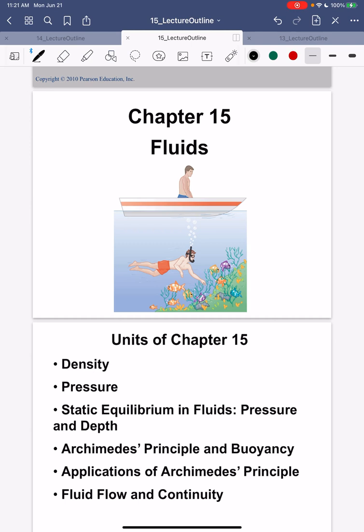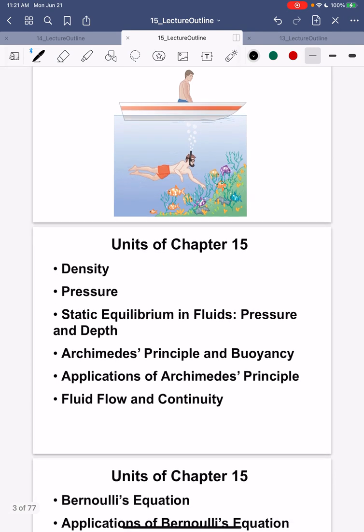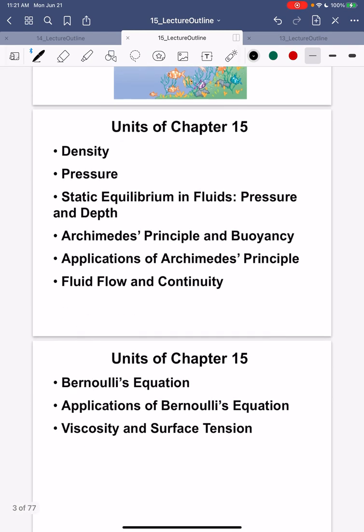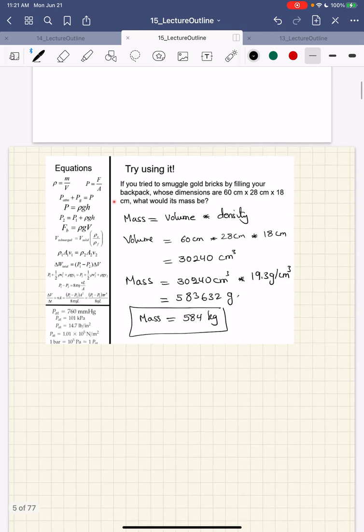We will also study applications of Archimedes principle. We will talk a lot about fluids in motion, and we will discuss the continuity equation, Bernoulli's principle or equation, and we are going to do more problems with applications of the Bernoulli equation, and finally we will talk a little bit about viscosity and surface tension. Then all of these topics are included in this chapter.